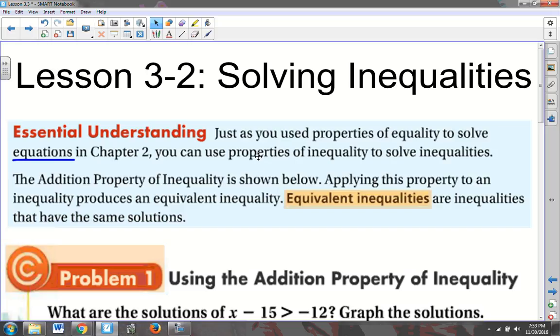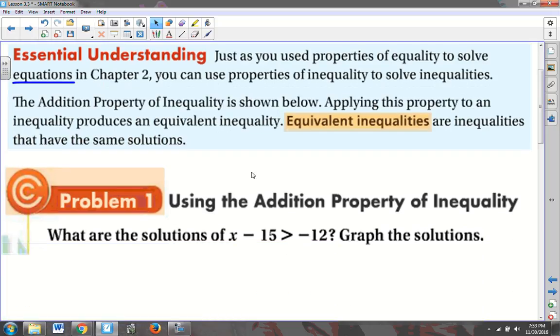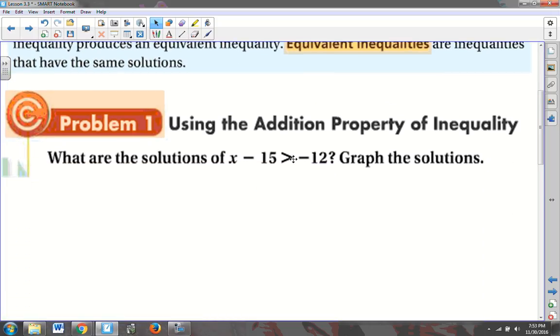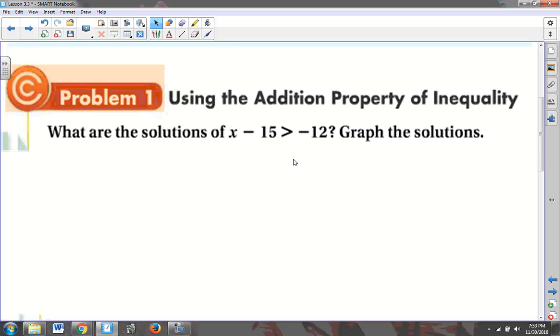We'll look at a couple examples here, but this should be a pretty quick and short video because, like I said, this process is exactly the same as it was for equations, except now we have inequality symbols instead. So if you're given this inequality, x minus 15 is greater than negative 12, the first thing we have to notice is that x is being subtracted by 15. I want to get the x alone, which means I have to get rid of the minus 15. I'll do that by adding 15 on both sides.